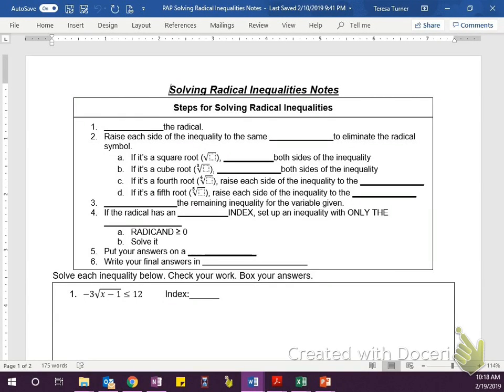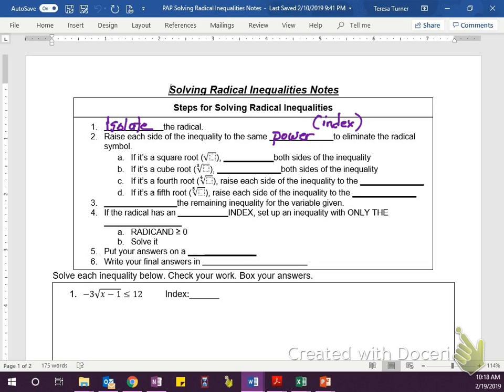So the first step is always to isolate the radical. Isolate the radical. Then you're going to raise each side of the inequality to the same power. And this is based on the index. The index is the little number on the top left of the radical.